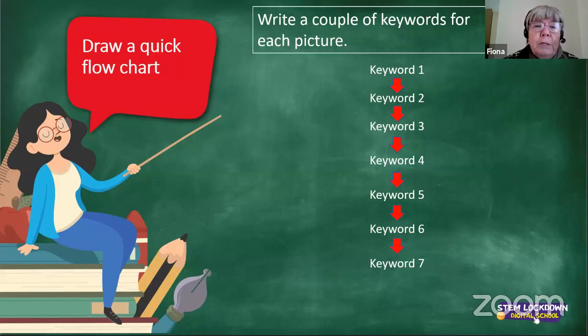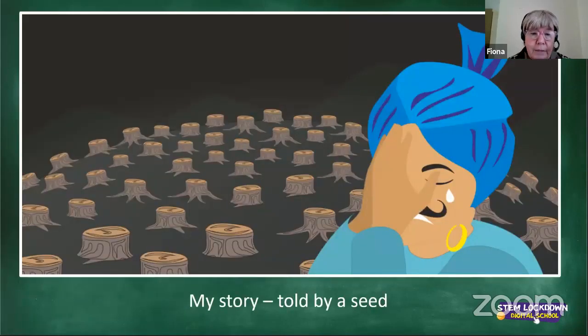Sometimes it won't just be one word, it'll be 3 or 4 words, just to help you remember what that picture was about. That's a good way to practice your listening skill, is just to write down keywords. All right, so let's get started. So this story is called My Story, Told by a Seed. So it's a personal recount, and it comes from the Story Weaver website.